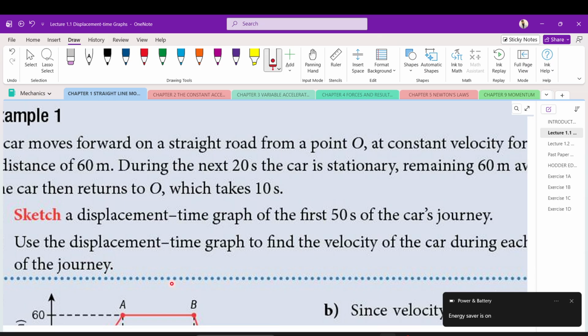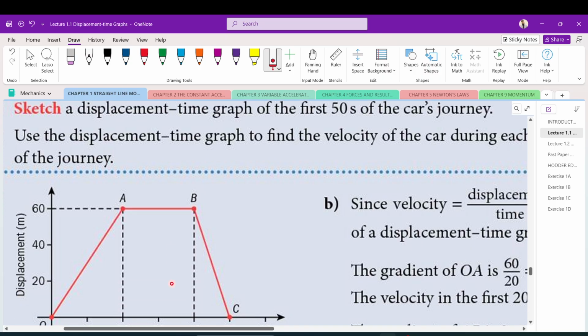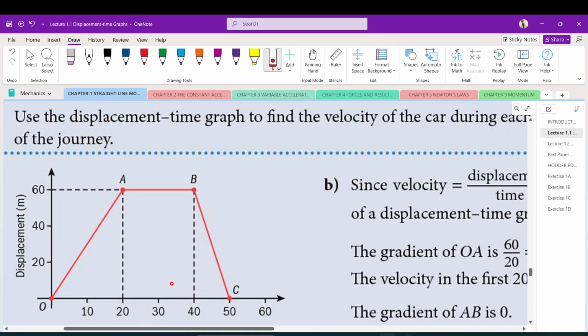Just a minute, let me plug in my charger. All right. Now, we know the coordinates.